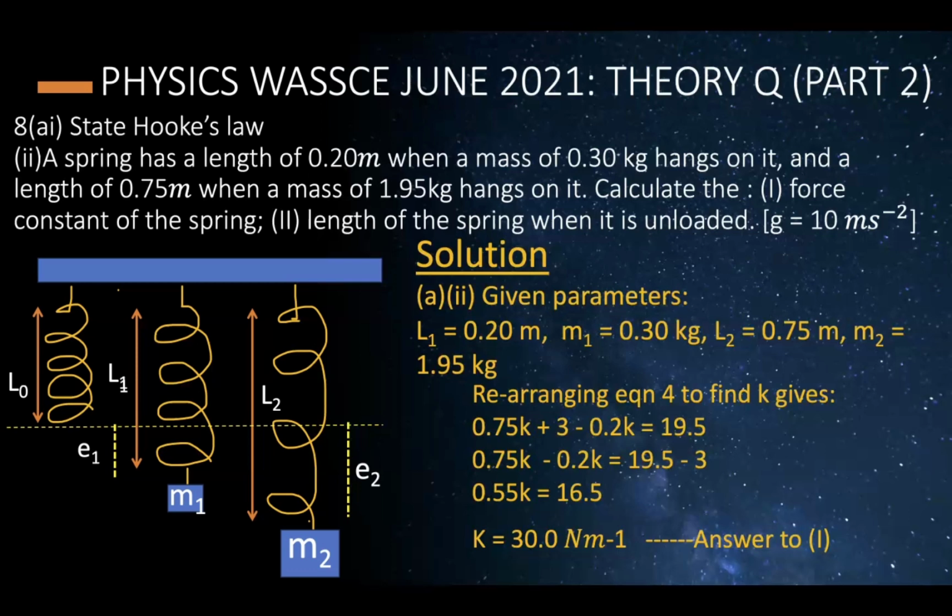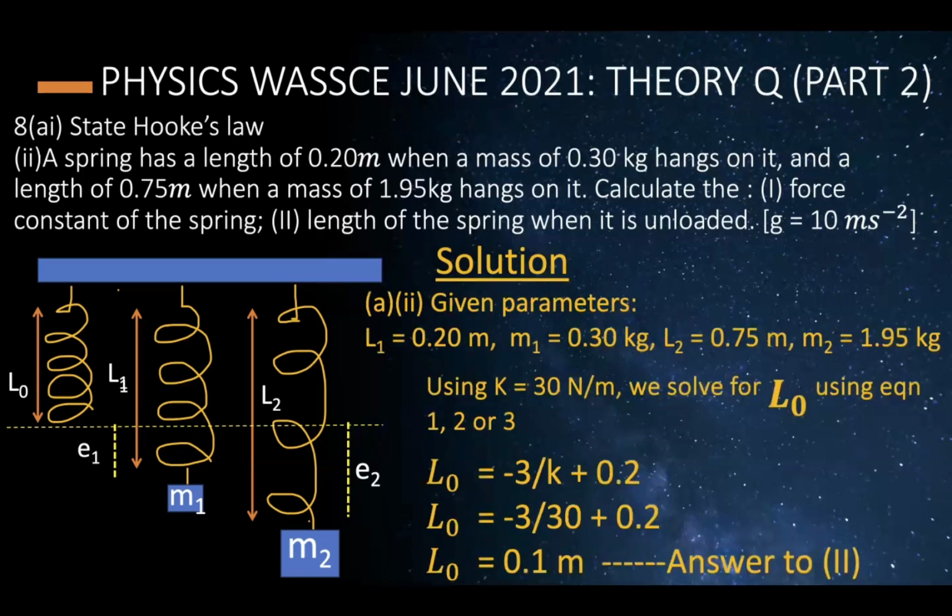Okay, so we just found the first constant. Now we are going to solve for the original length. That is the length of the spring when it is unloaded. So when you take away all the masses, what will be the length of the spring?